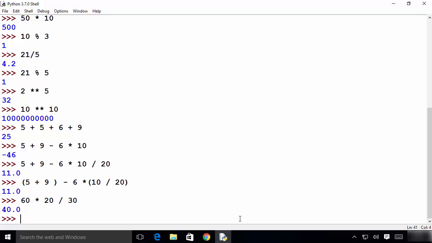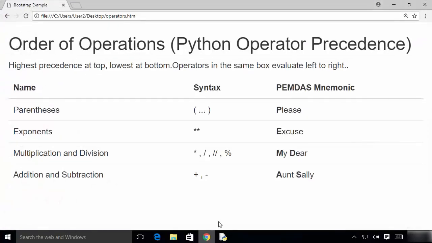Now if you want to learn the order of precedence between the operators, then you can use this keyword, which is PEMDAS. P stands for parenthesis, E stands for exponents, M stands for multiplication, D stands for division, A stands for addition, and S stands for subtraction.